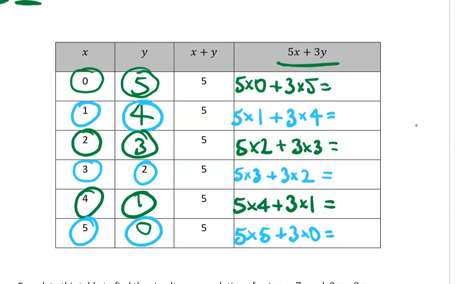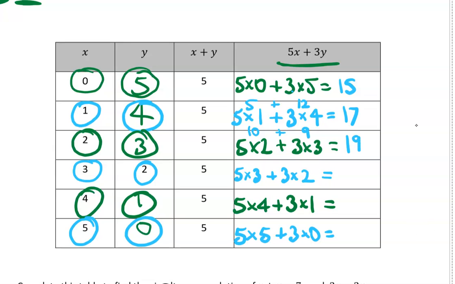5 lots of 0 is 0, plus 3 times 5 is 15, 0 plus 15 is 15. Now, the other option is you could just go through and put all these into your calculator. That would give you an answer as well. 5 times 1 is 5, plus 3 times 4 is 12. So I've got 5 plus 12. That gives me 17. Okay, 5 times 2 is 10, plus 3 times 3 is 9. 10 plus 9 gives me 19.